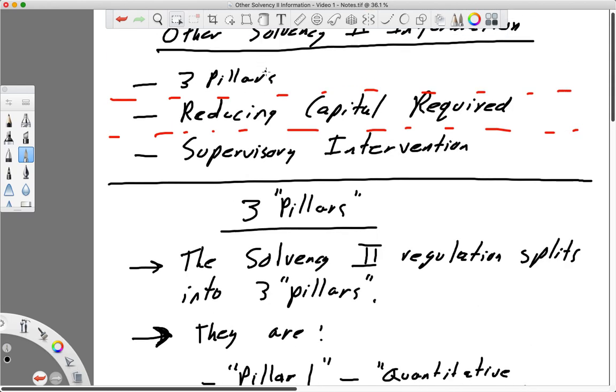Okay, that was the three pillars. We'll take a break now and then come back to talking about a couple of ways in which the regulations allow you to reduce the amount of capital that you require, or if you like, allow you to increase your free assets.